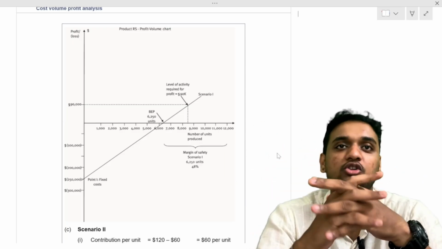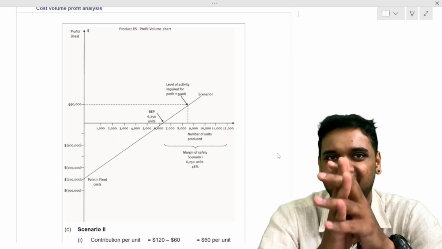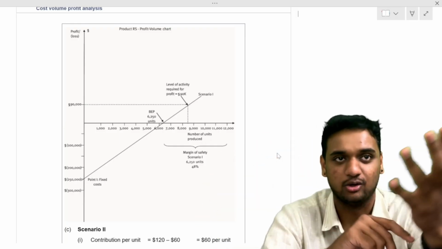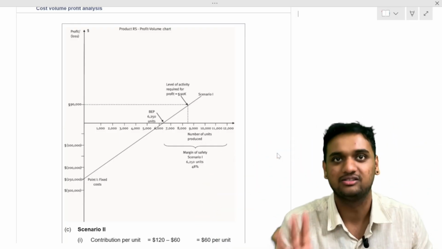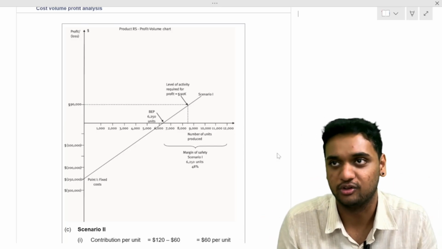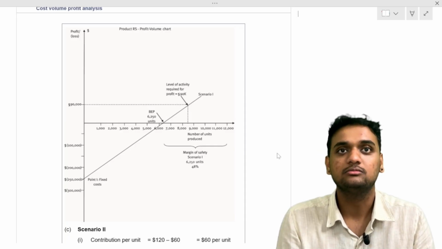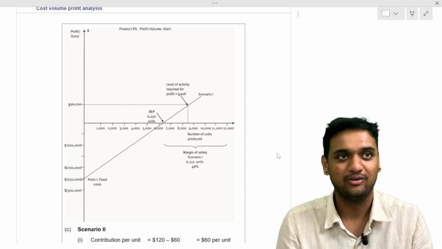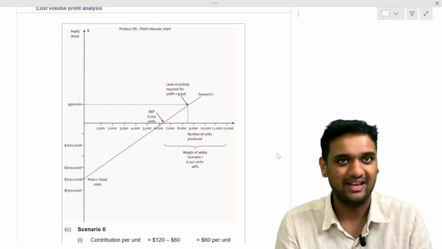What is one more ratio we find now? What is the ratio called? CS ratio. As the word says, C by S ratio, that is contribution to sales ratio. What is the formula for contribution to sales ratio? CS ratio is contribution divided by sales into 100.